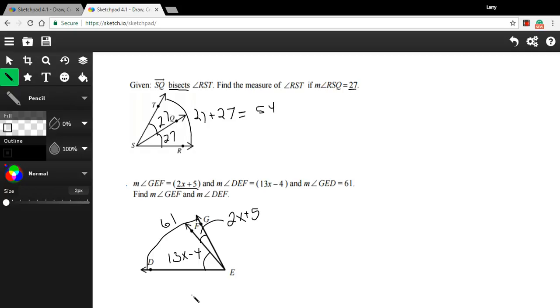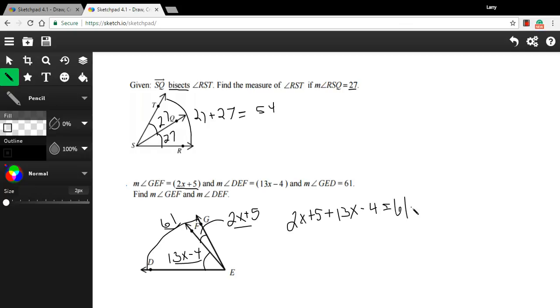How are we going to go about doing this? Well, we want to find out what x is. We can't get a number for these smaller angles unless we know what x is. And so we need to set up an equation. And we can do that because the angle addition postulate tells us that this angle here plus this angle here equals the total, which is 61. So that's what our equation is going to be. We're going to write 2x plus 5 plus 13x minus 4 equals 61.